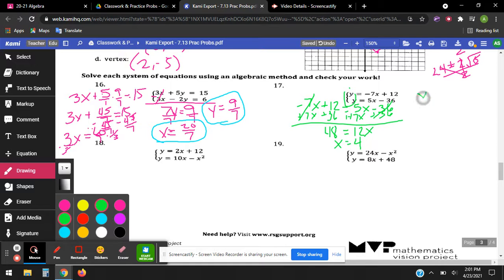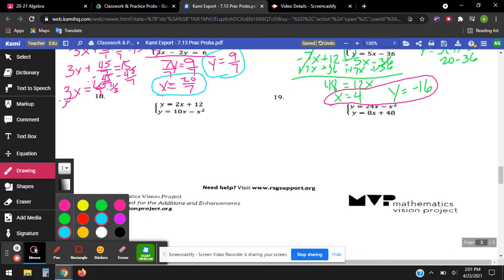All right, so y equals 5 times 4 minus 36. Well, 20 minus 36 is negative 16. There we go. Next one.